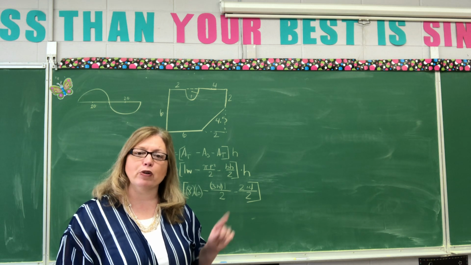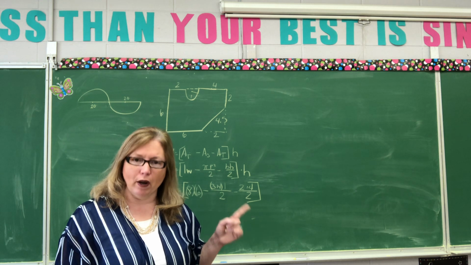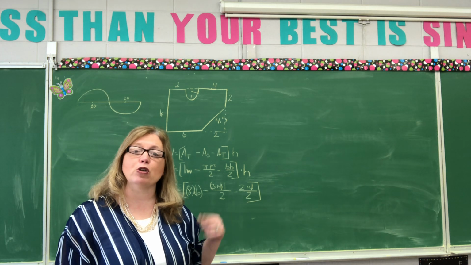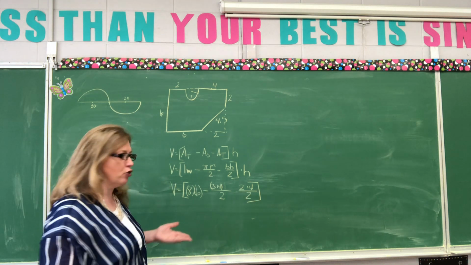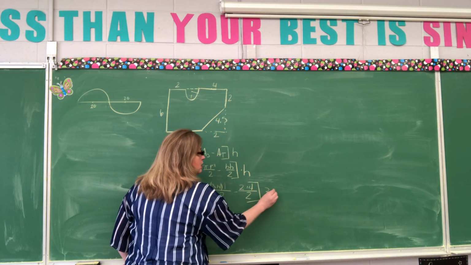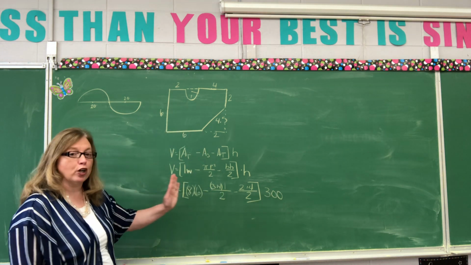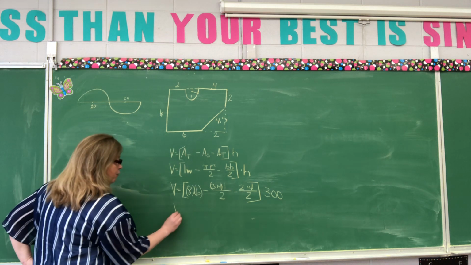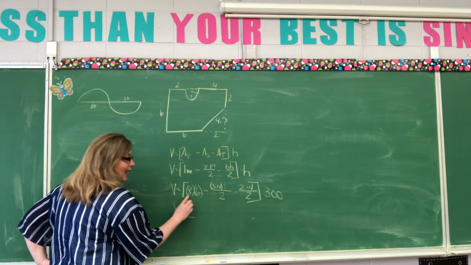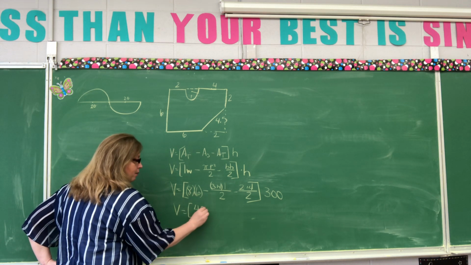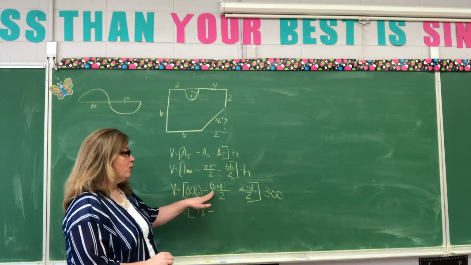How many centimeters are in 1 meter? 100. So how many centimeters are in 3 meters? 300. So we're going to multiply this by 300. Now, we're simply going to work through our problem. The volume equals, well, 8 times 6 is 48. Now we're going to subtract.